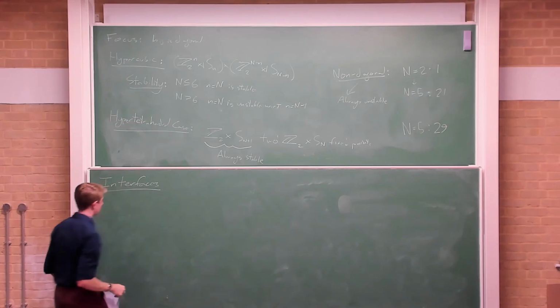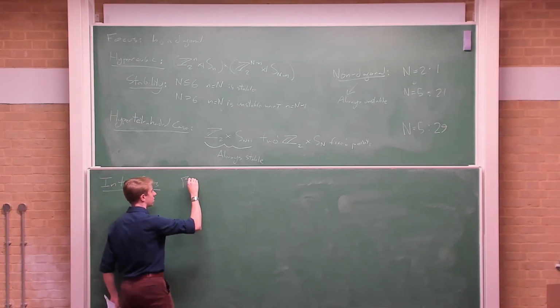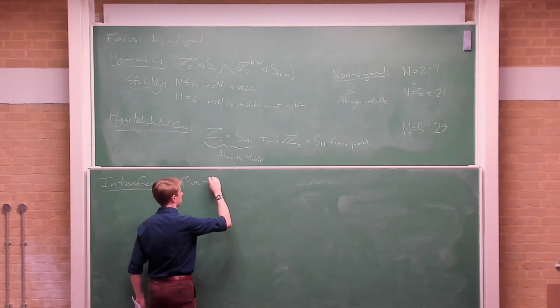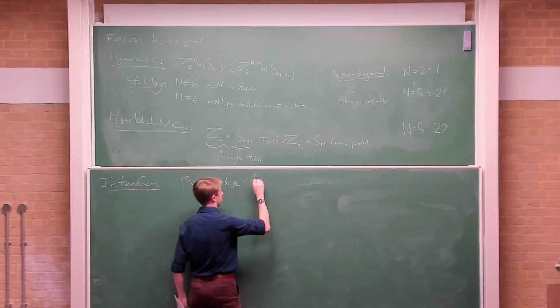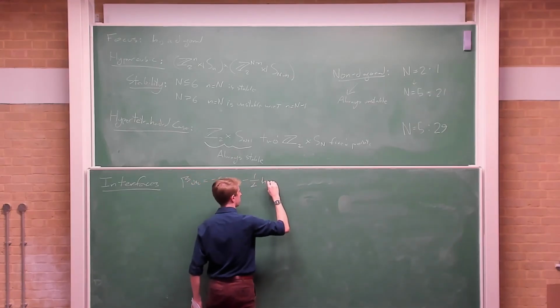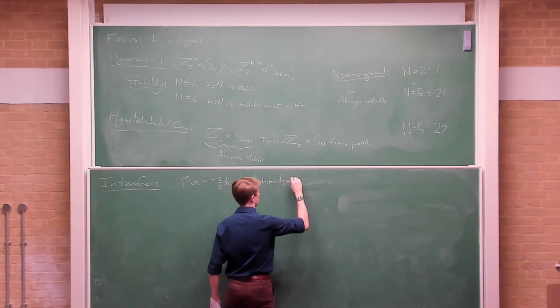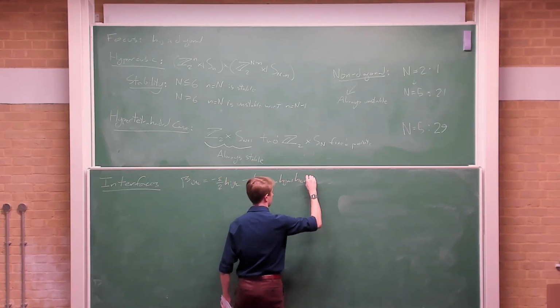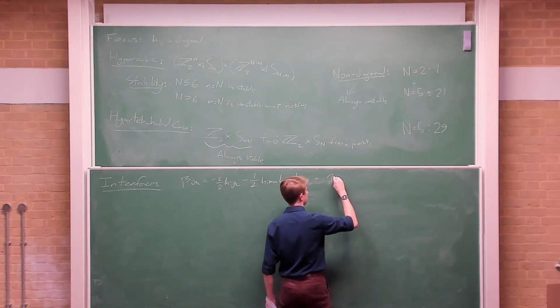So now the last stop on the census, interfaces. Let me write down the beta function again. So there's a classical piece again. There's a self-interaction term. And then there's an in-bulk term.